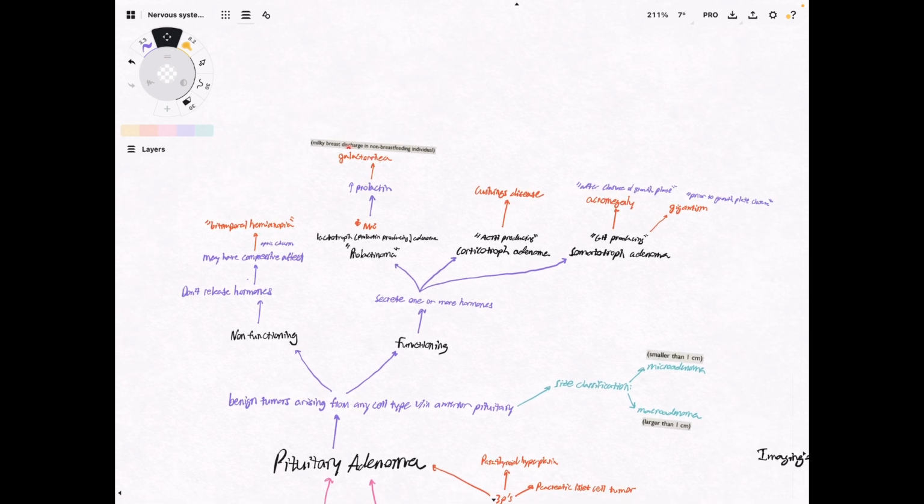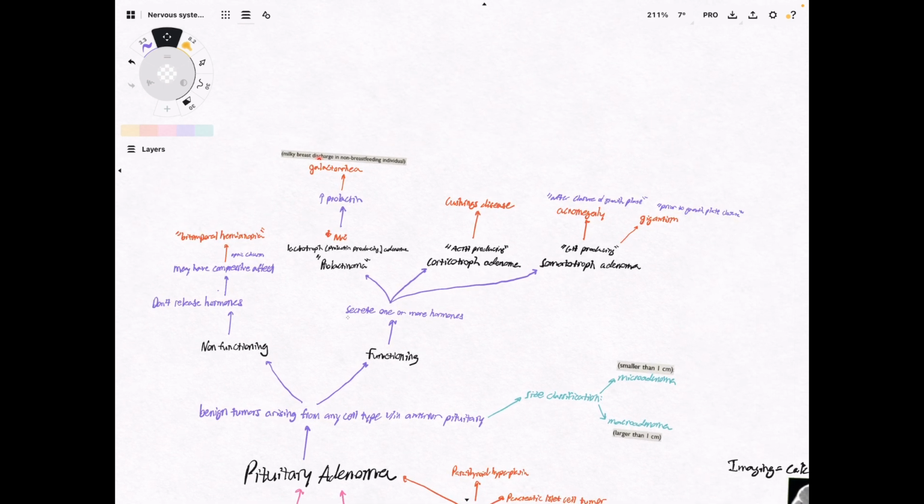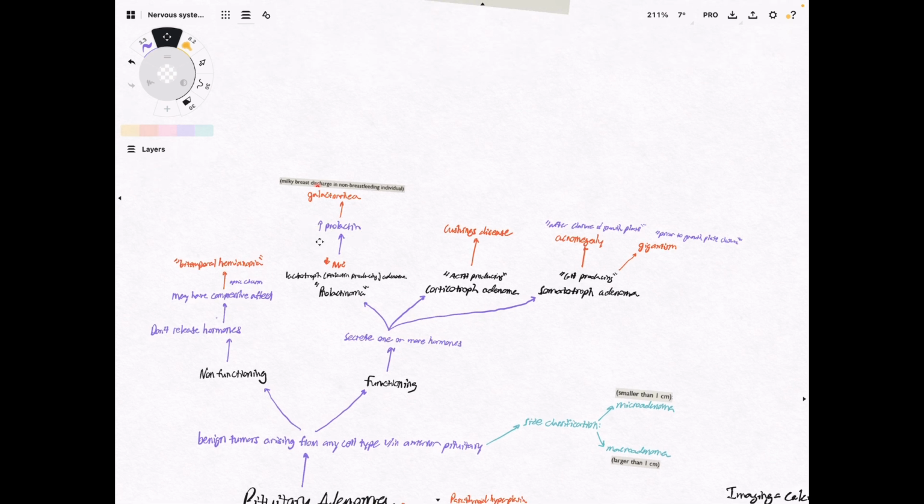Okay, so let's move on to functioning pituitary adenomas. So what functioning pituitary adenomas do is they secrete one or more hormones. We're going to start out with prolactinoma. So prolactinoma is a tumor of the prolactin producing part of the pituitary gland. My name for it is a lactotroph adenoma. So again, this causes increased prolactin, and this can lead to galactorrhea. And what galactorrhea is, it's just milk production in non-breastfeeding individuals.